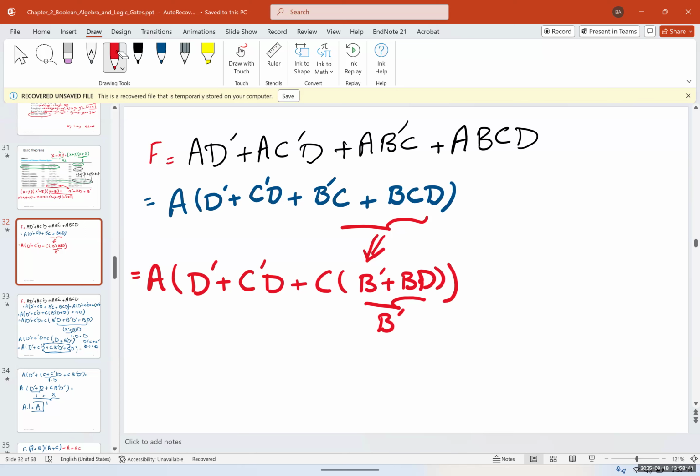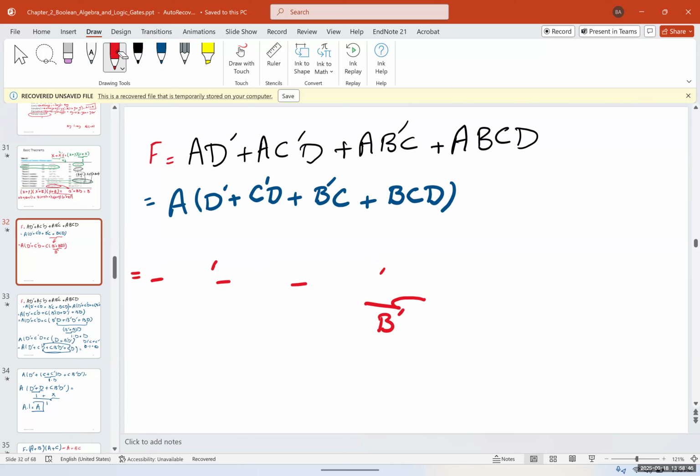Let me give you a proof of how I came from this part to the lower part. Let's do it the way that we did it first. These two terms, what are they missing? This term, compared to the other terms, what is it missing? D and D prime, am I correct? So I can write this like this: B prime C times (D plus D prime). Am I correct? Because D plus D prime is 1, and anything ANDed with 1 gives us the same term.